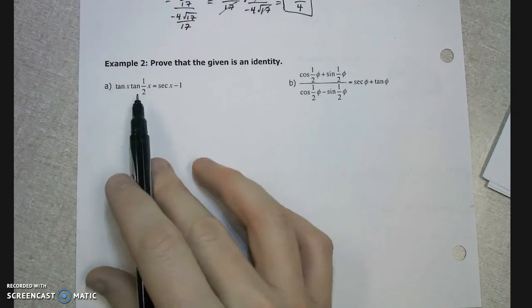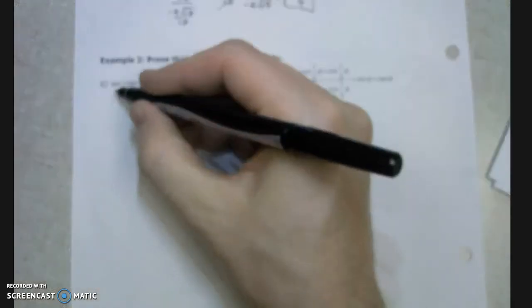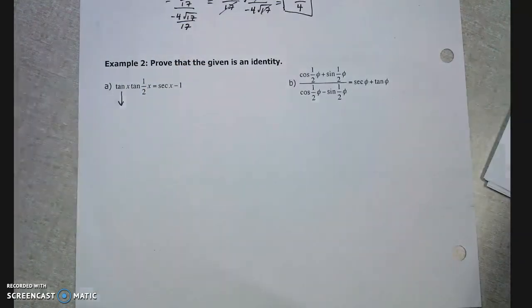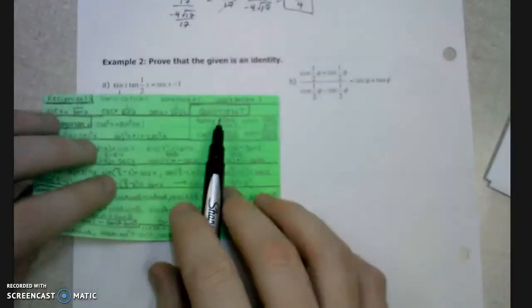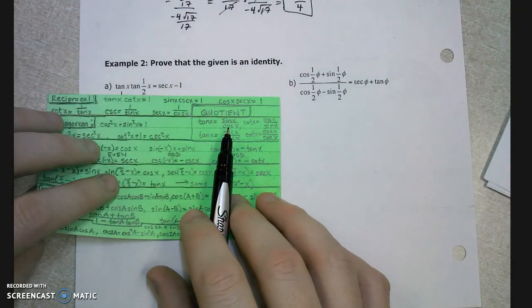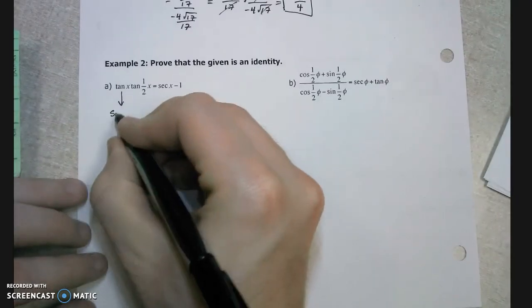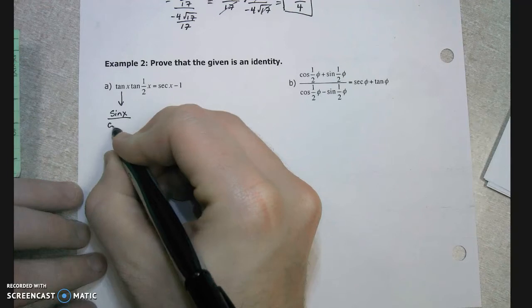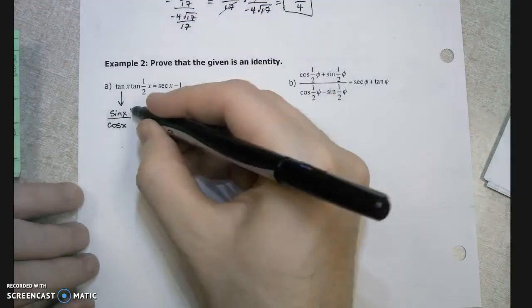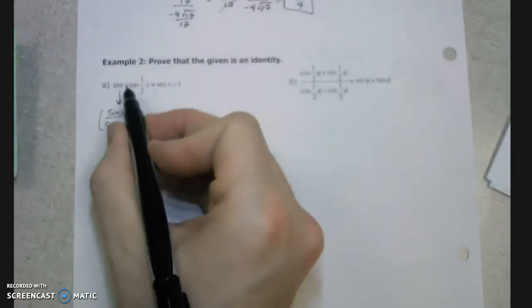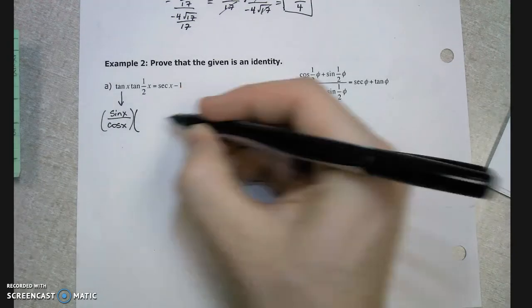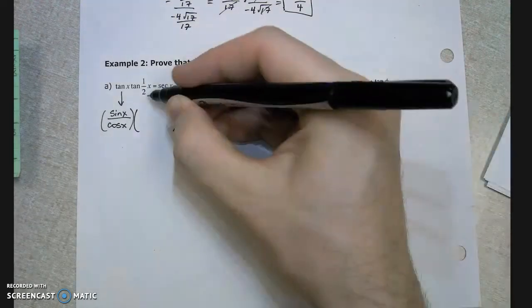Normally we like to change our tangents. So let's change tangent into sine over cosine. And that is a quotient property if you're wondering where I'm getting it from. Tangent is sine divided by cosine. And there's no symbol between your tangents, so that means we're multiplying. I'm going to express that with parentheses.